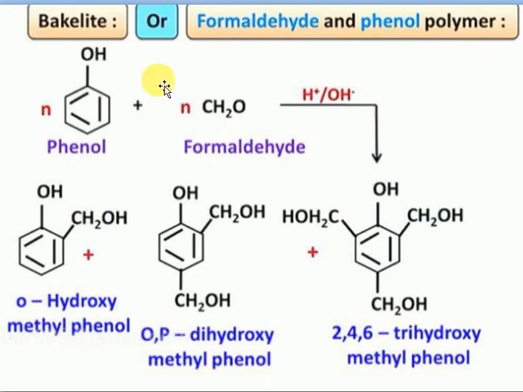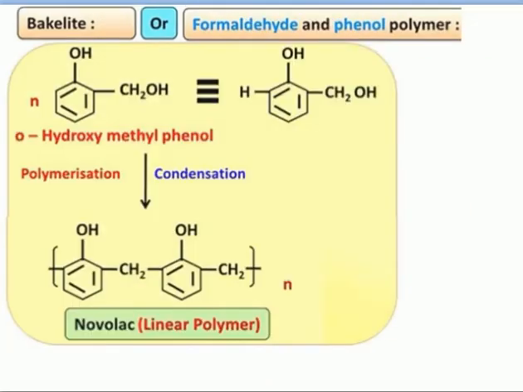Overall mechanism: phenol plus formaldehyde. If you use acid or base, they form ortho hydroxy methyl phenol or para hydroxy methyl phenol. Look at which positions have functional groups: 1, 2, 3, 4, 5 and 6. The product is 2, 4, 6 trihydroxy methyl phenol only.